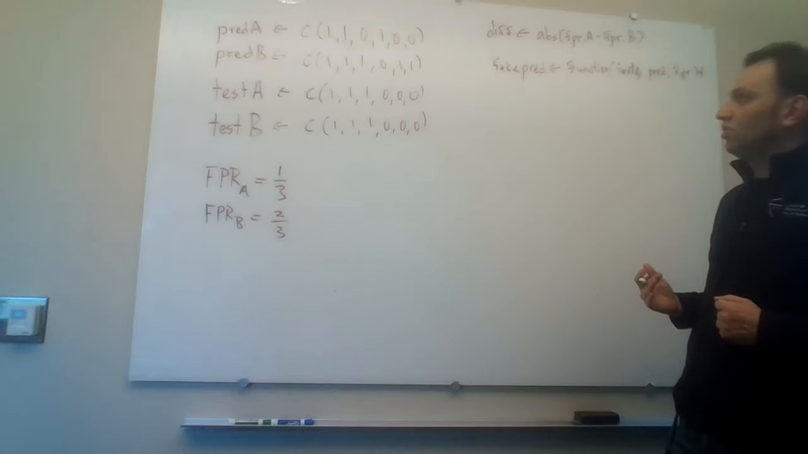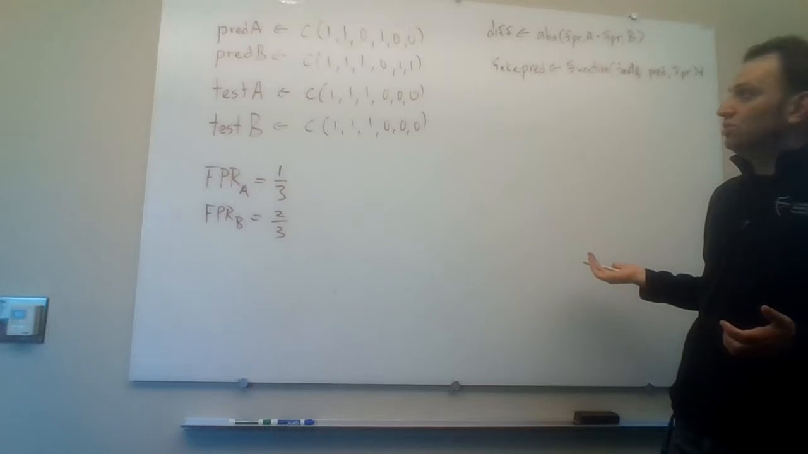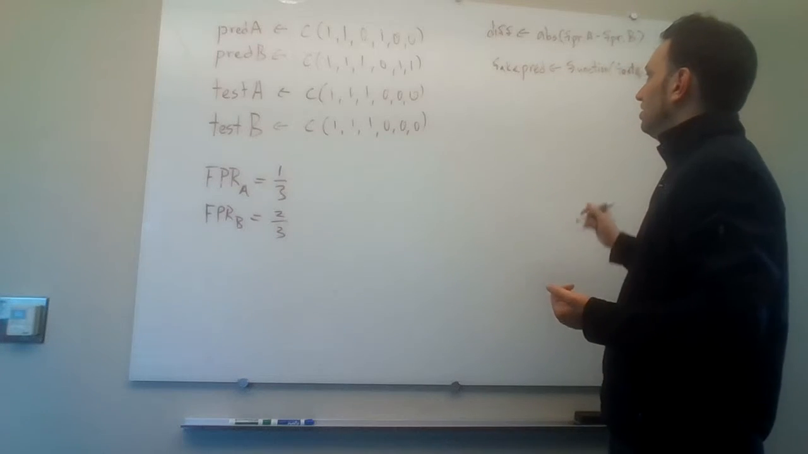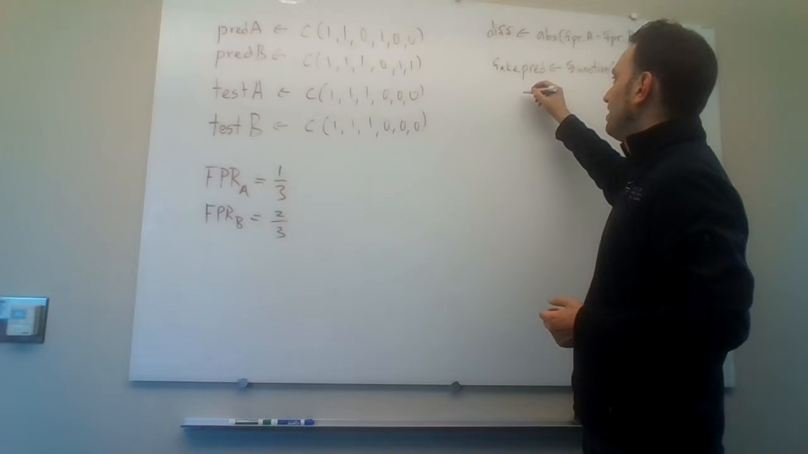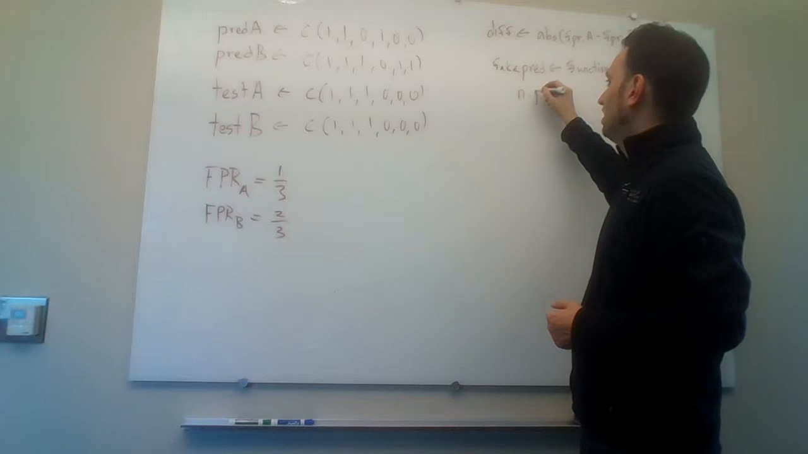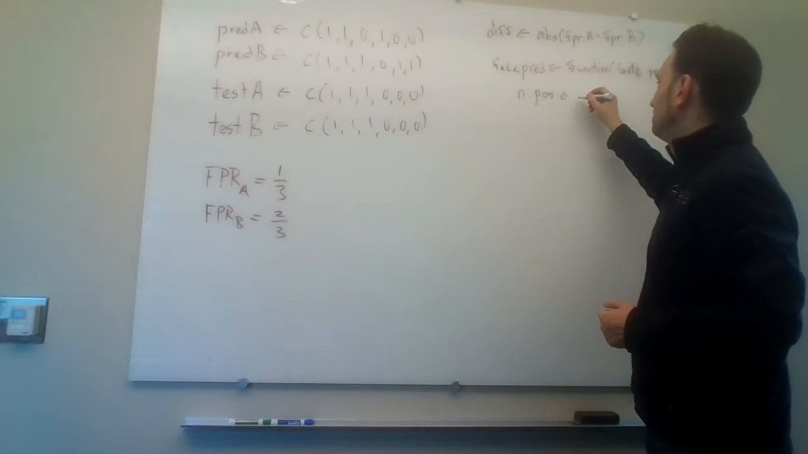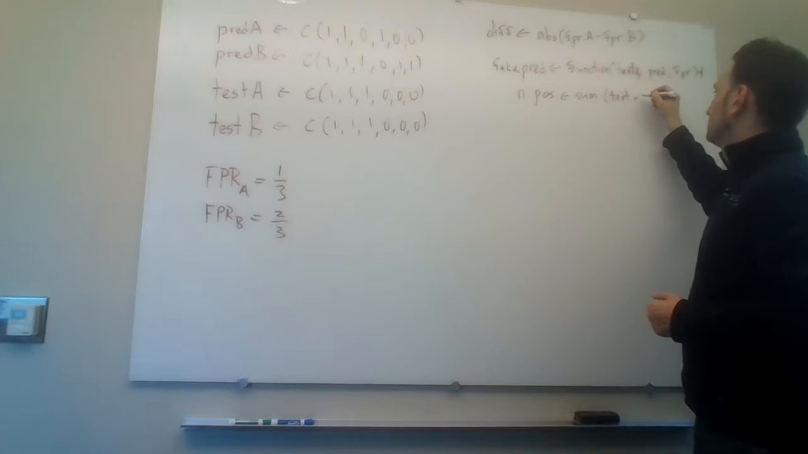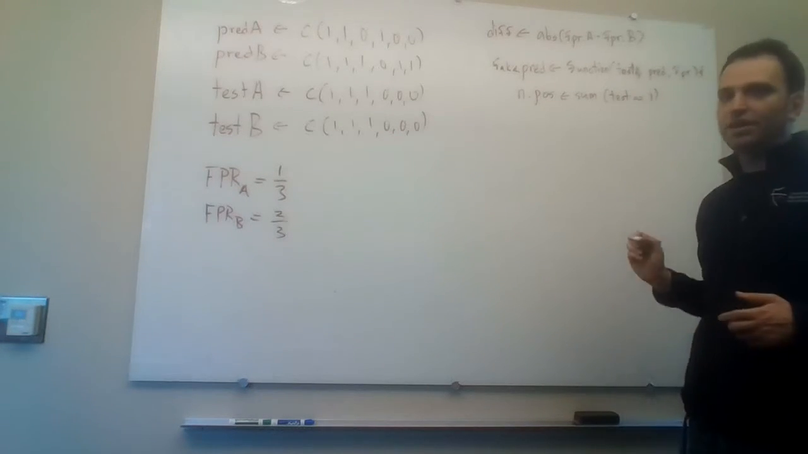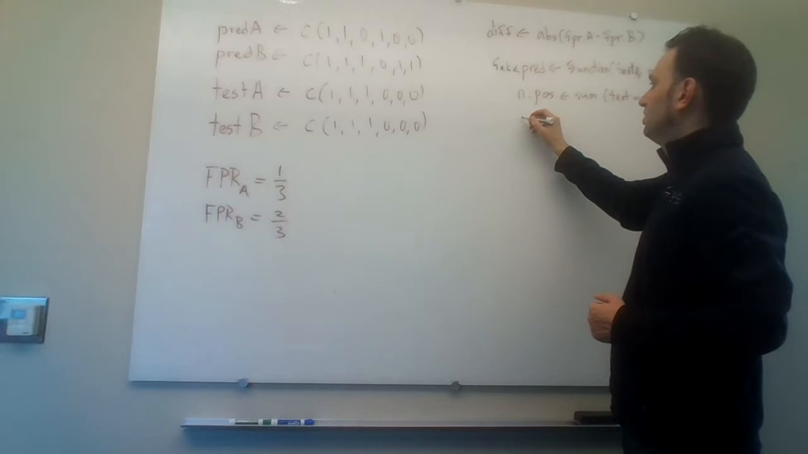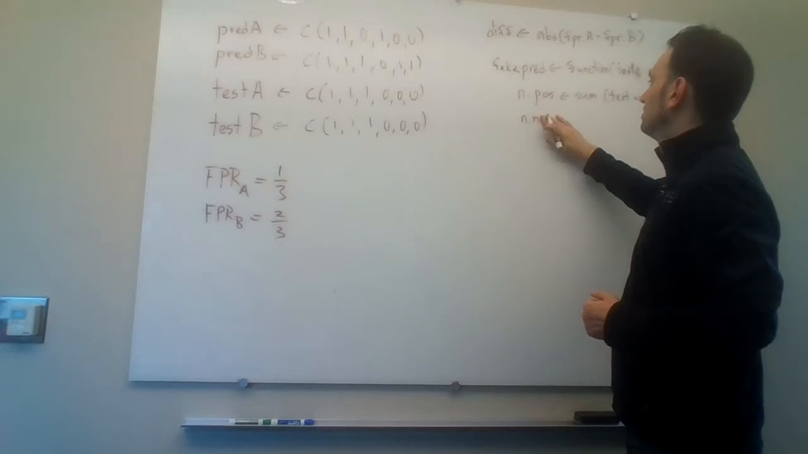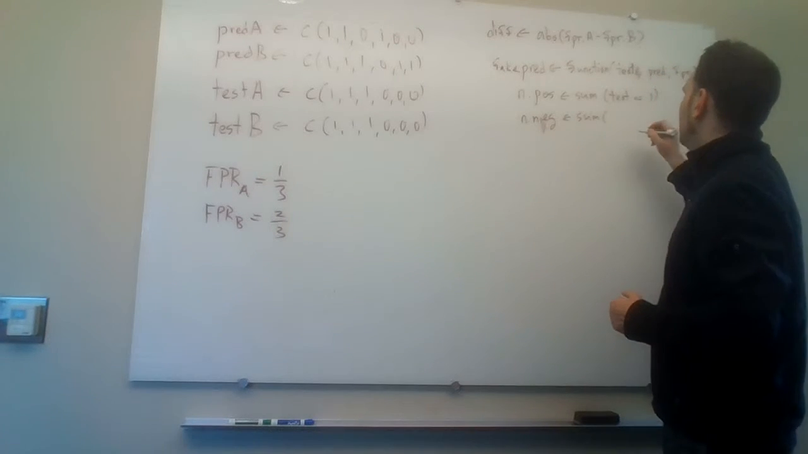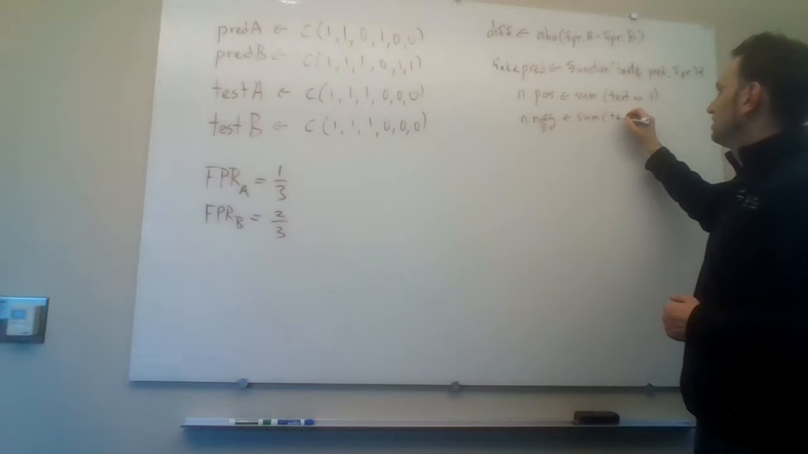So how are we going to go about it? Well, what we need to do is create some positives and some negatives, right? So let's just do that. So I'll say the number of positives, that's just going to be the sum of test equals 1. Okay. So the number of negatives is going to be the sum of test equal to 0.